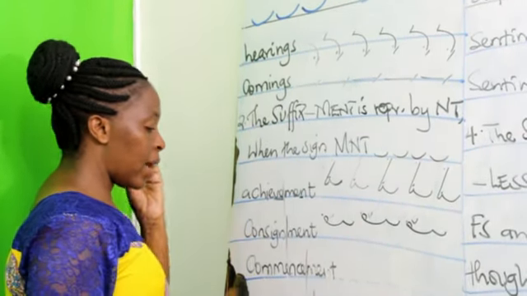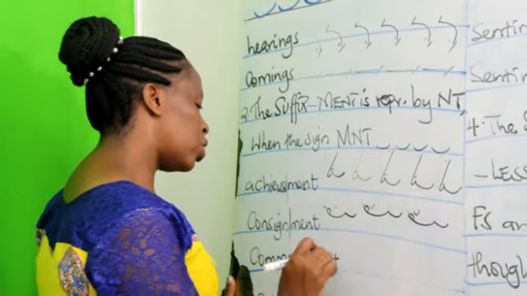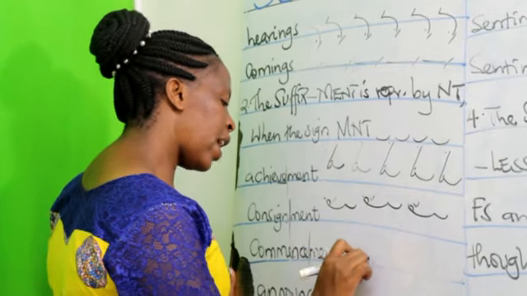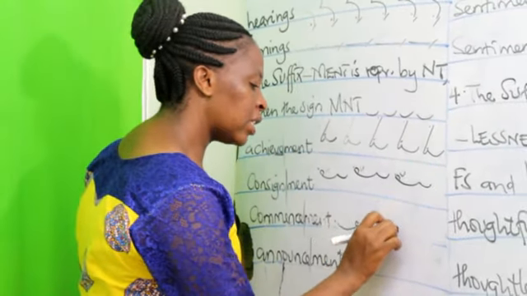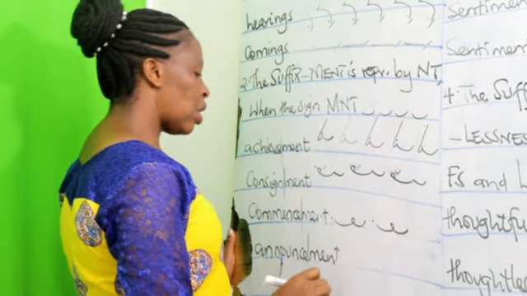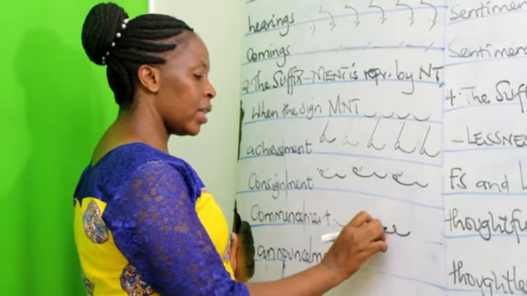Then we have the word commencement. Commencement is a condot, a stroke of N, S circle, and a halved N. Commencement. That is how we drill the word commencement. We have short A there.